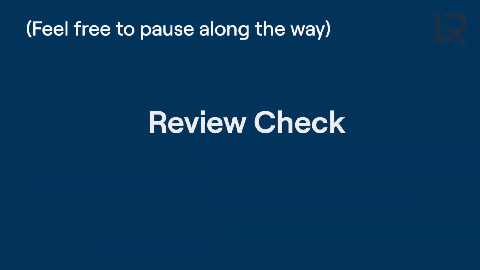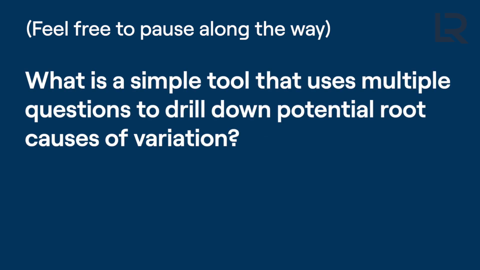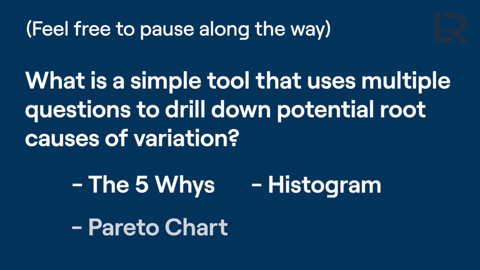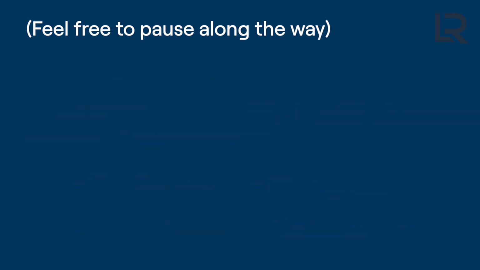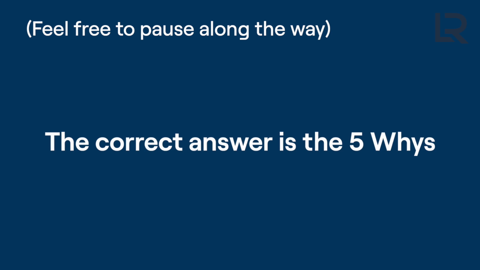Now let's do our review check. What is a simple tool that uses multiple questions to drill down potential root causes of variation? The 5 whys, histogram, Pareto chart, or the fishbone diagram? The correct answer is the 5 whys.